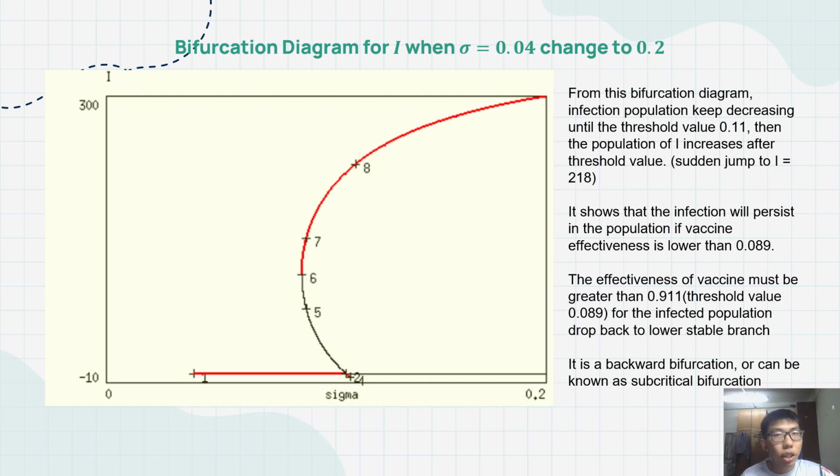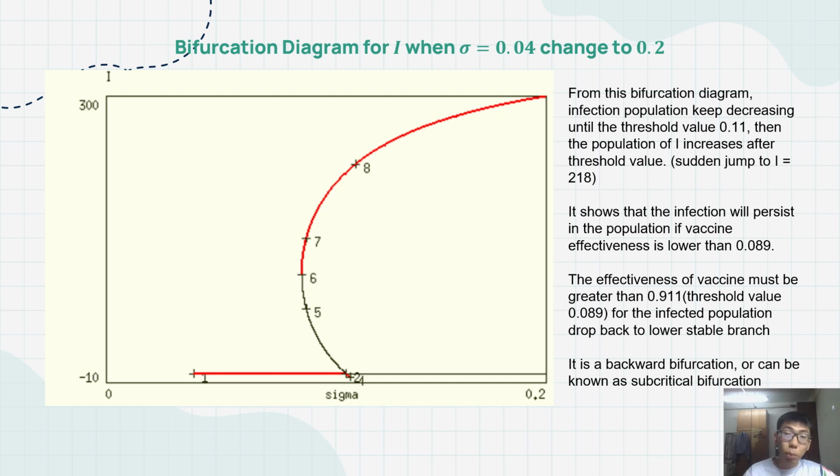Next, the bifurcation diagram for the infected population when sigma changes from 0.04 to 0.2. From this diagram, the population keeps decreasing until the threshold value 0.11. Then the population increases and suddenly jumps to a value of approximately 280. So it shows that the infection will persist in the population if the vaccine effectiveness is lower than 0.089.